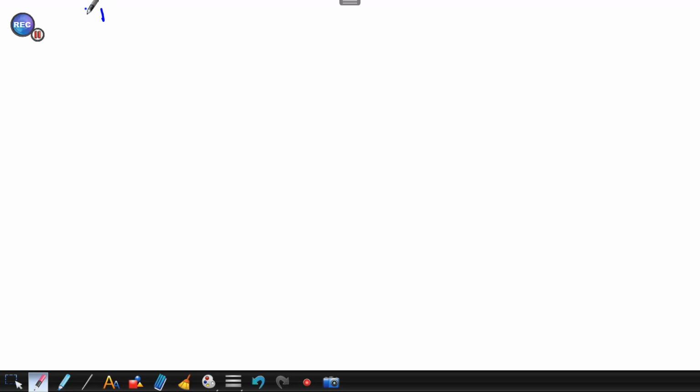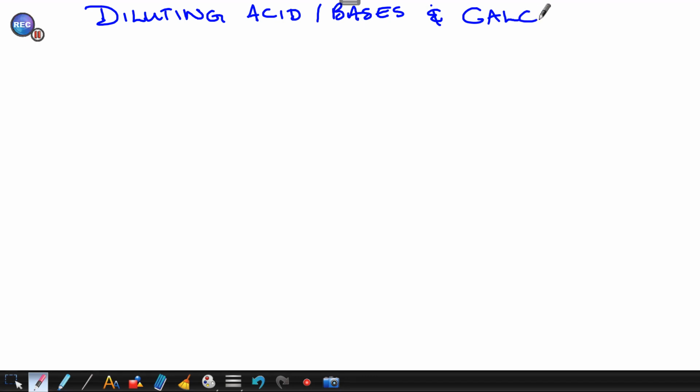So we are busy diluting acids or bases, and we are as well calculating the pH. Yes. Sorry, it's a small p and a capital H. Doesn't matter. Yes, it does matter. Okay. And we are busy with our first example.